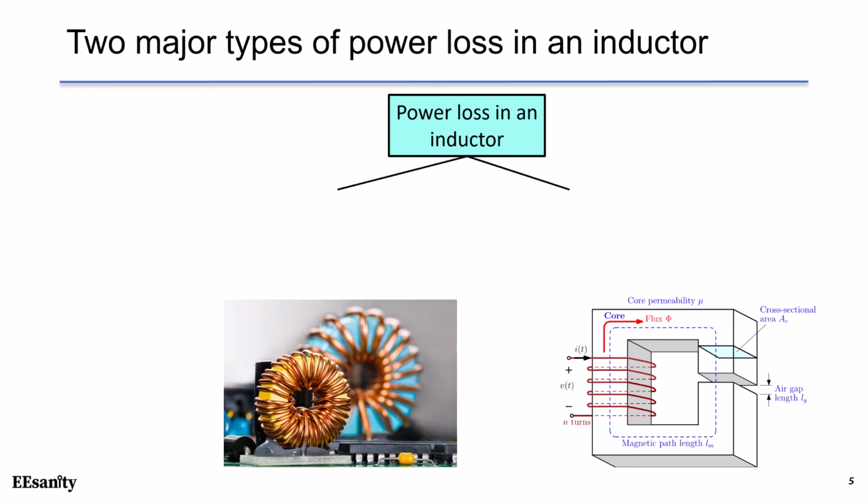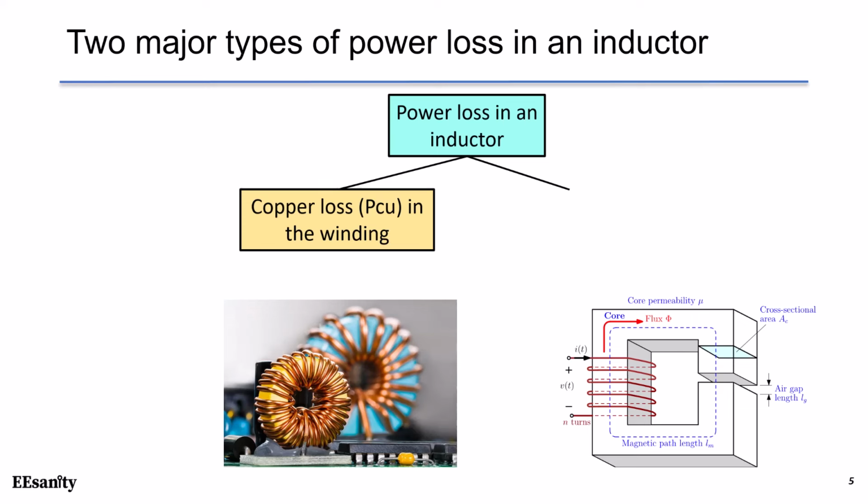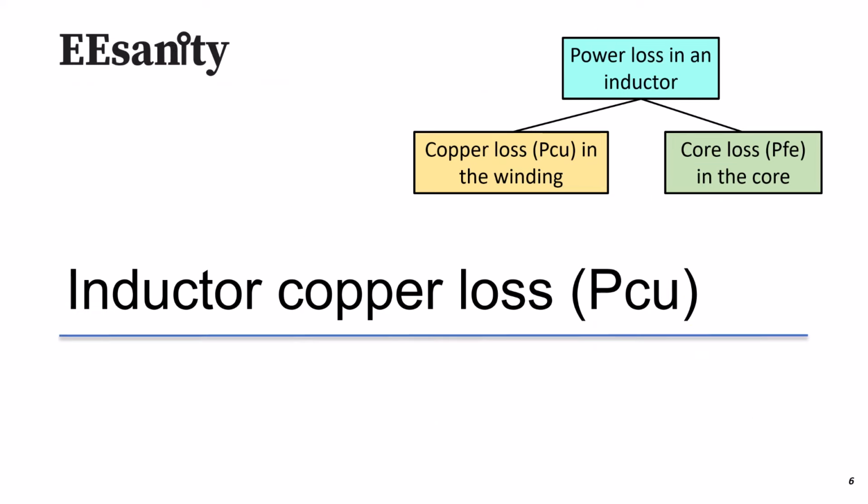Generally speaking, there are two types of power loss associated with inductors. Power loss in the winding is called copper loss, or abbreviated as PCU, where Cu stands for copper. Power loss in the core is called core loss, or abbreviated as PFE. Fe stands for iron. Firstly, we will learn the inductor copper loss in this lecture. In the next lecture, we will learn the core loss.